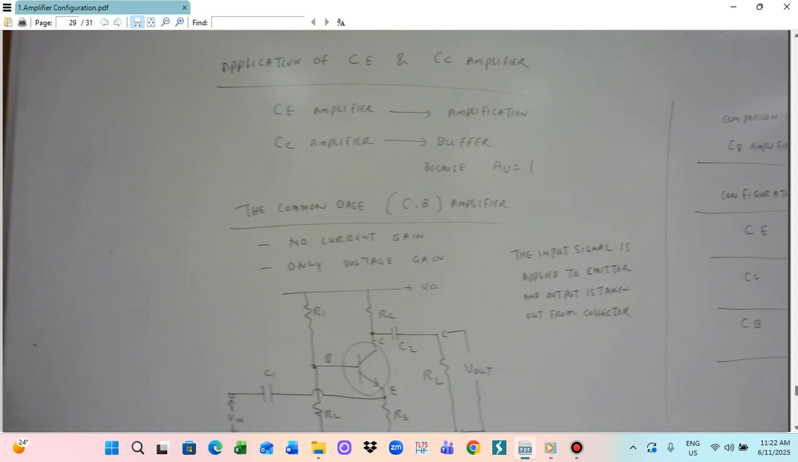Okay, the next one will be the common base amplifier, CB amplifier.